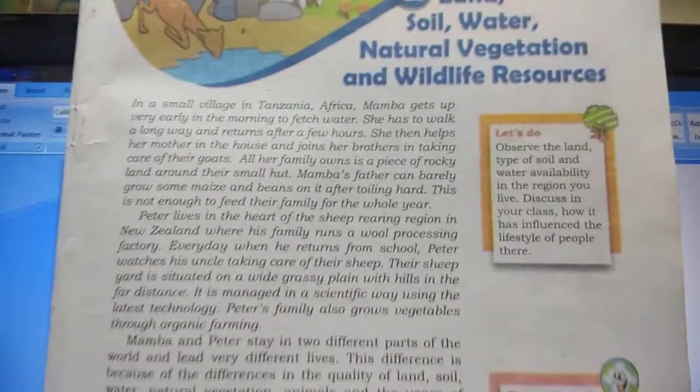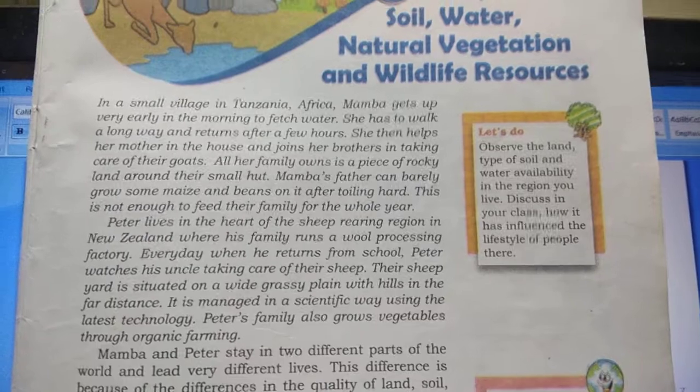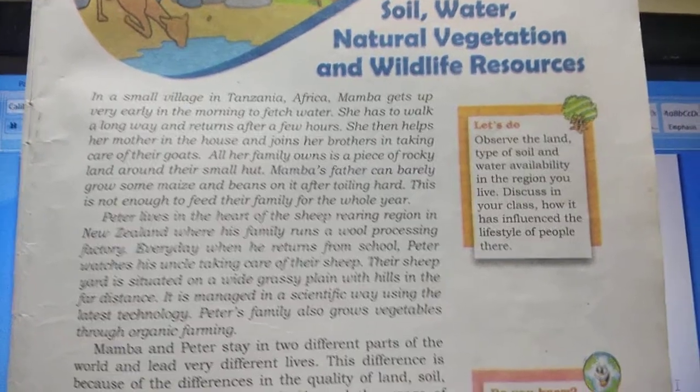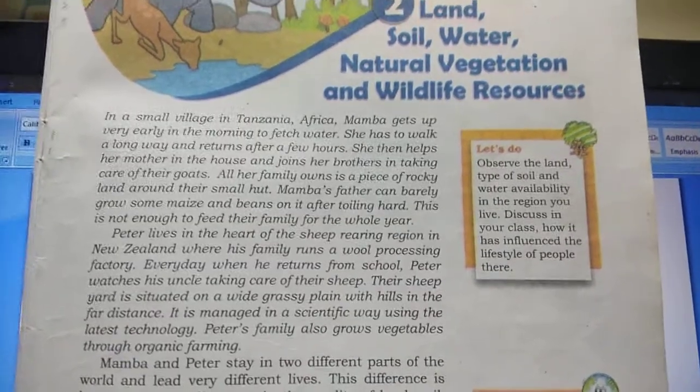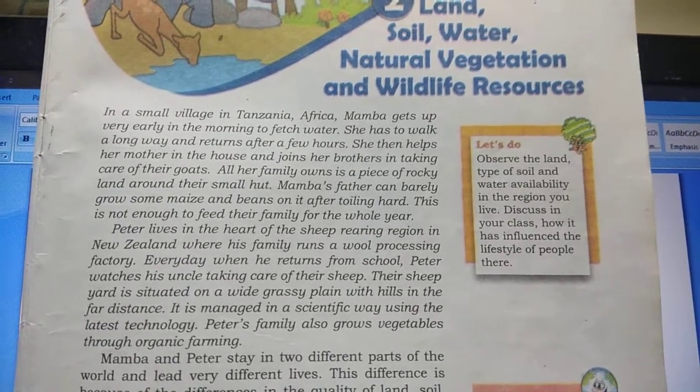Okay, children, now you see that the chapter opens with a small story which you should be reading. I'll just give you a brief outline of that story. It opens with the story of two people, Mamba and Peter. Mamba lives in Tanzania in Africa, while Peter lives in New Zealand.